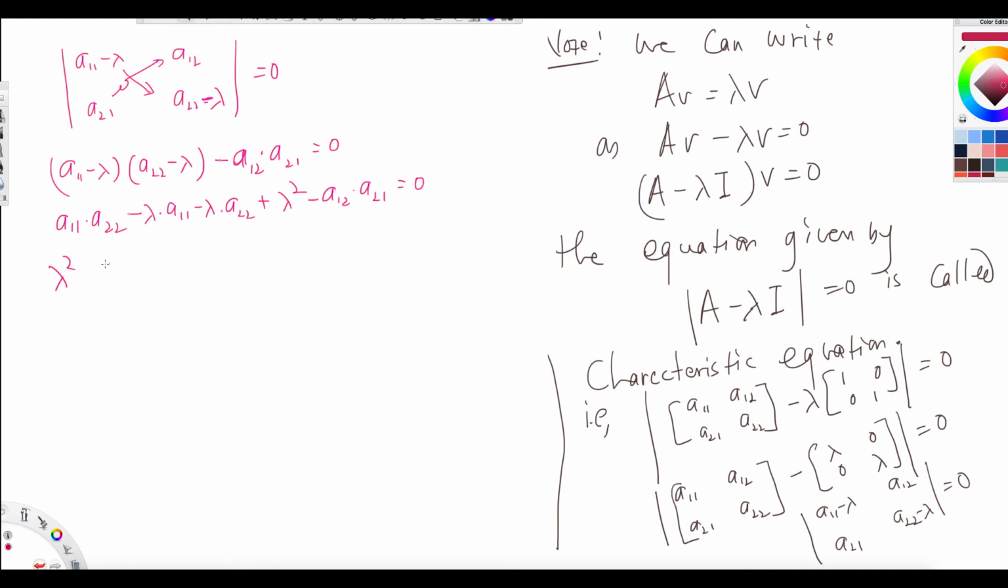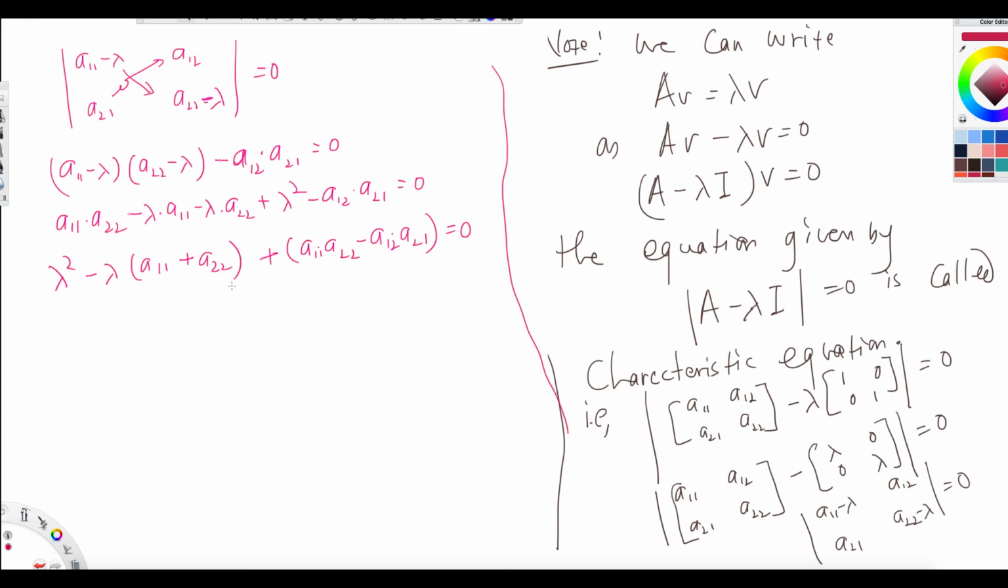And then you get minus lambda times lambda squared minus lambda times, what do you get? You get a11 plus a22, right? And then plus, you can write a11 a22, right? And then minus a12 a21 times a21, right? Because these are times equals to 0. So this is the characteristic equation.